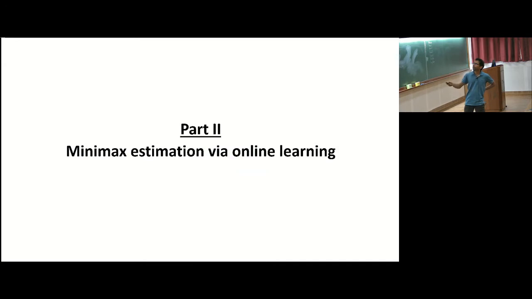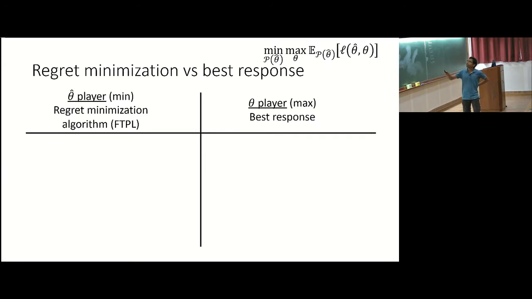So let's look at how we can use this online learning to actually do minimax estimation. So as we saw, we have this minimax estimation where we are minimizing over probabilities in theta hat, and this again maximizing over, say, either probabilities or exact does not matter here, because the optimum is always achieved at one of the corners. Okay, and then this is the function that we are looking at, expected value of p of theta hat of L of theta hat comma theta.